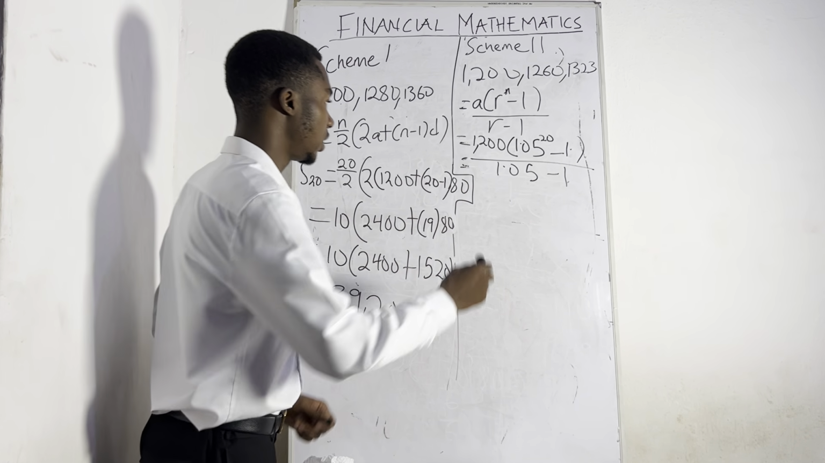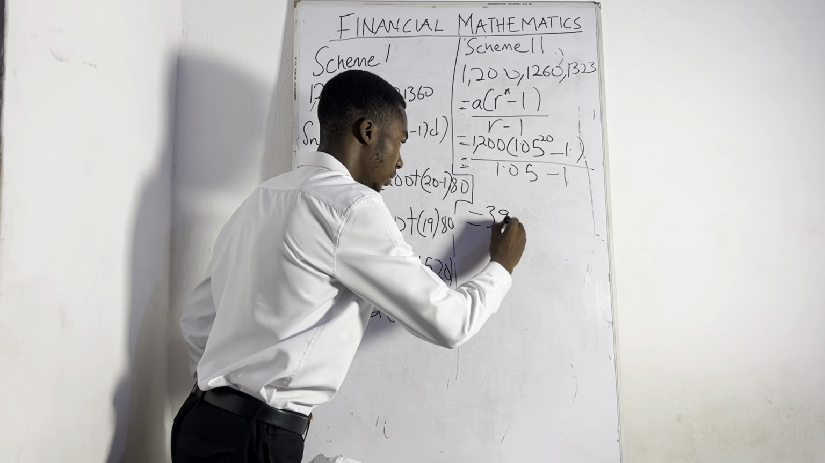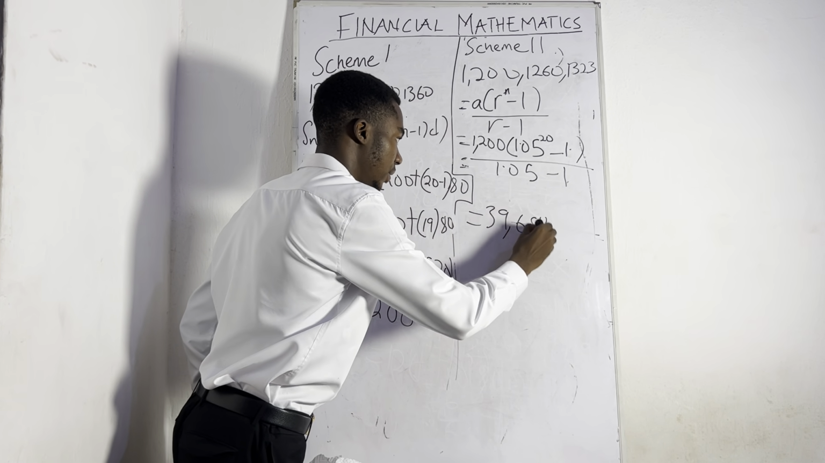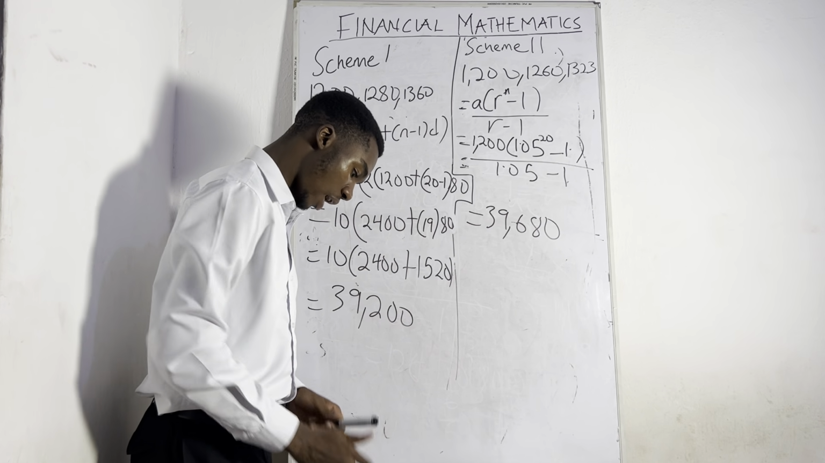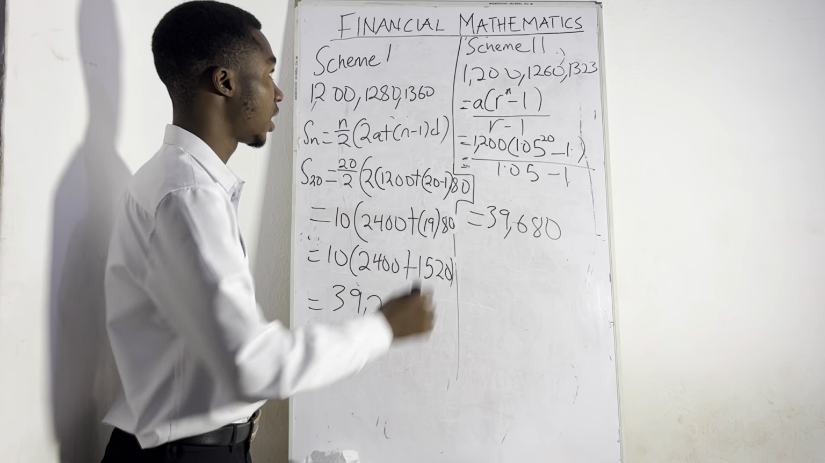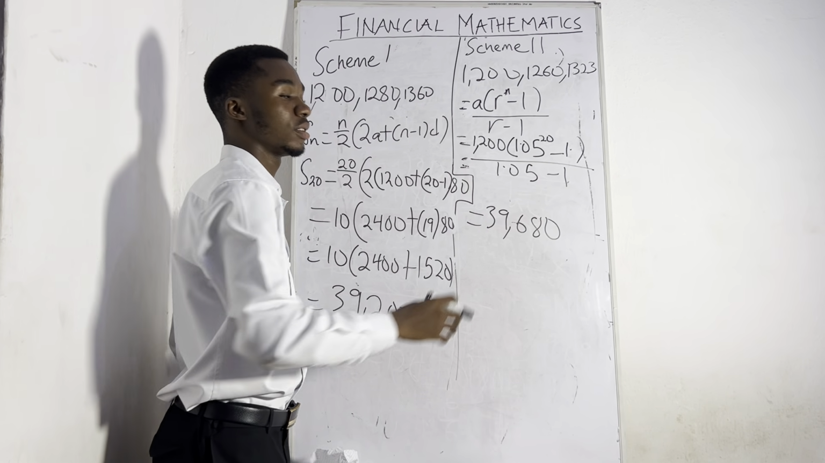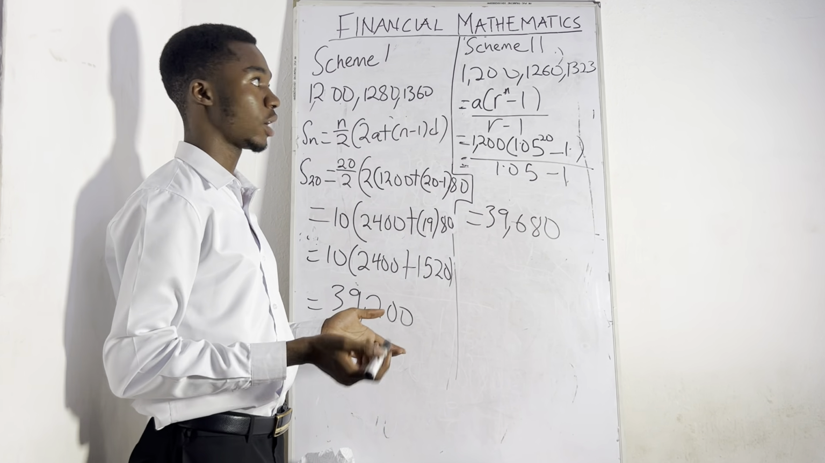39,679. So approximately 39,680. So our total output over the first 20 weeks under scheme 2 is 39,680. That's how we go about it.